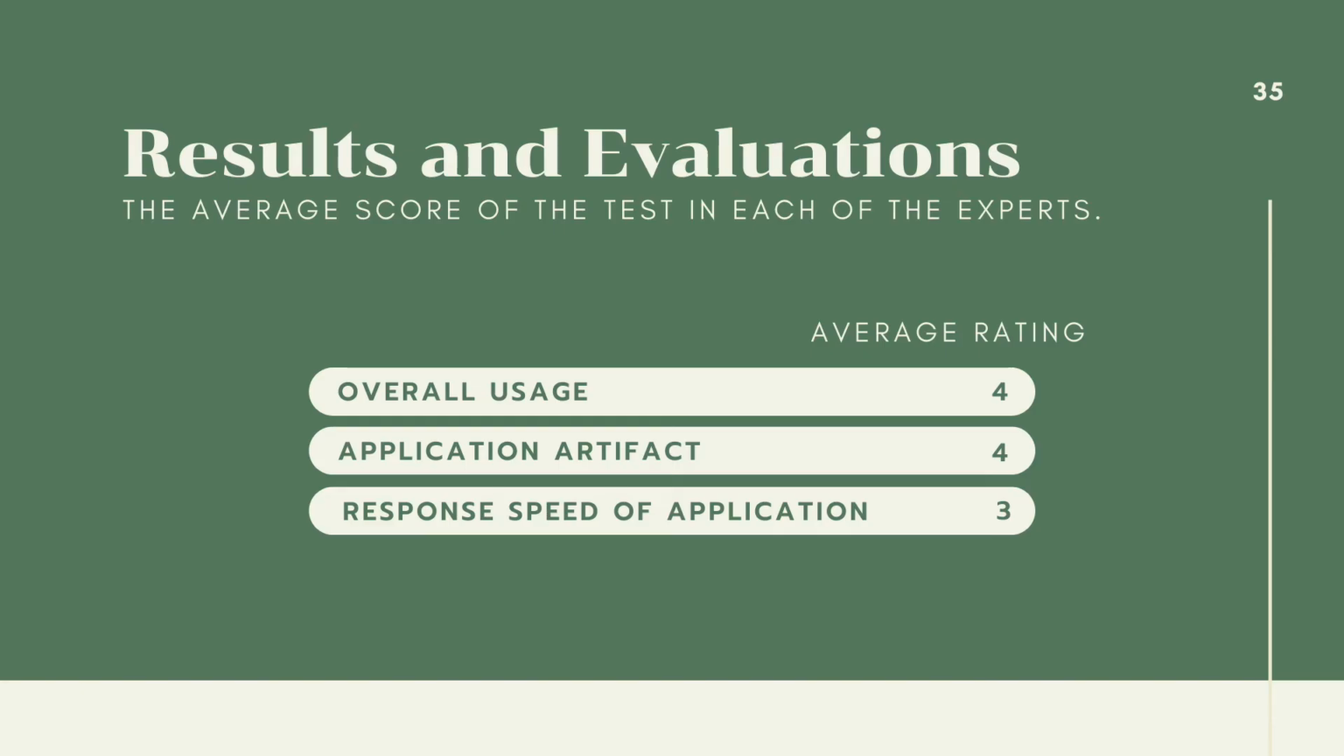This slide demonstrates the average score by the expert group. This score represents the same as the user group. Full score is 5 points. We divided it into 3 parts. Overall usage got 4. Application artifact got 4. Response speed of the application had 3.